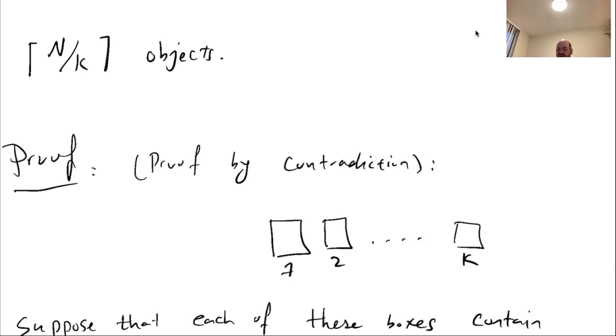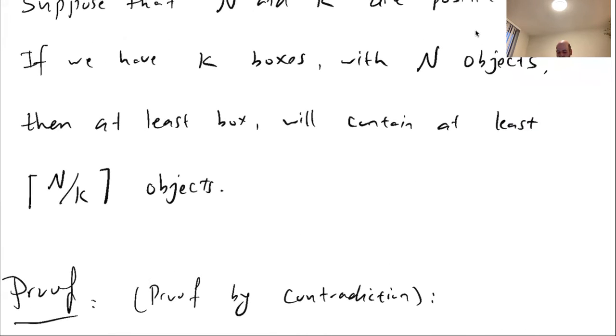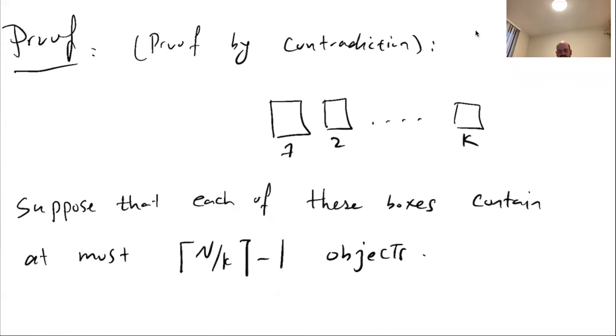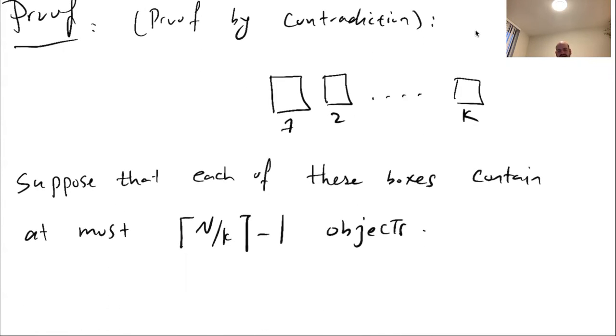So in proof by contradiction, we assume what we want to show is wrong, right? If what I want to show is wrong, meaning that it's not true that at least one box will contain at least L objects, that means every one of these boxes must contain at most L minus 1 objects. And what is L here? The value of L is ceiling n over k.